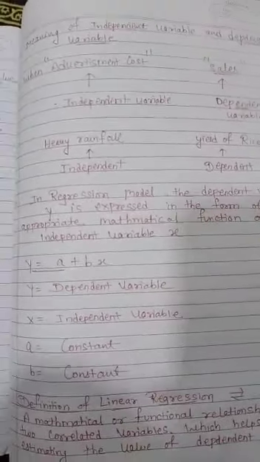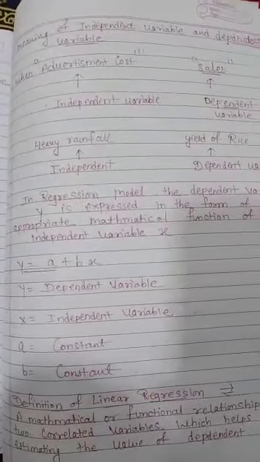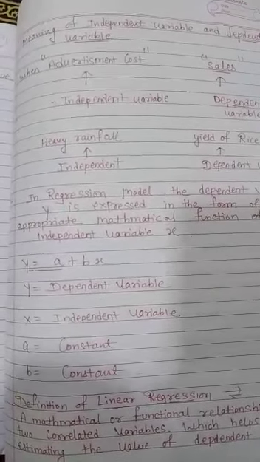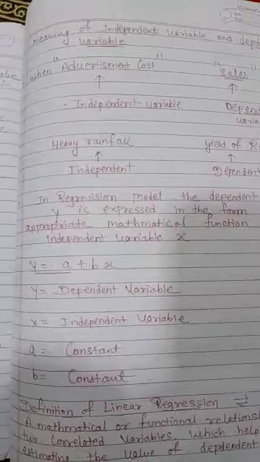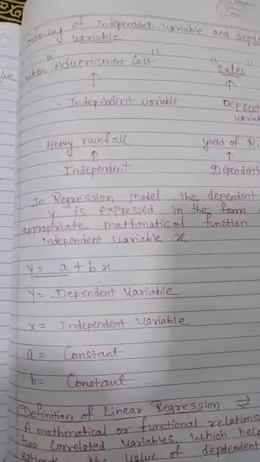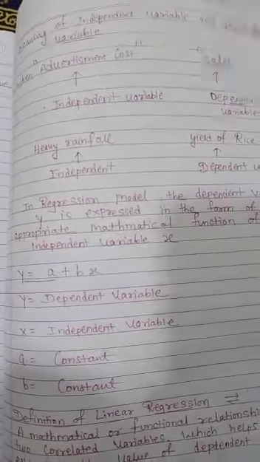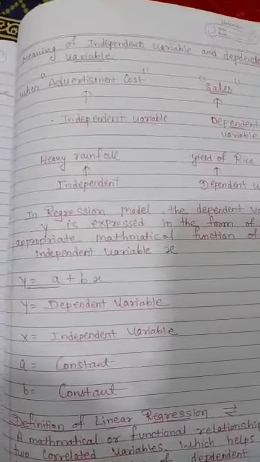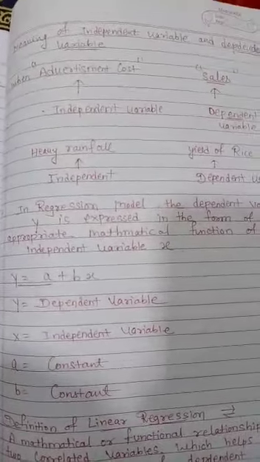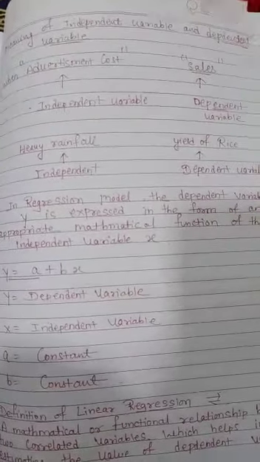Let me explain in a very simple way. Friends, independent variable means what? So independent variable means a value which is already given in the question. Estimated value which is already given in the question. Such values are known as independent variable. And dependent variable means what?